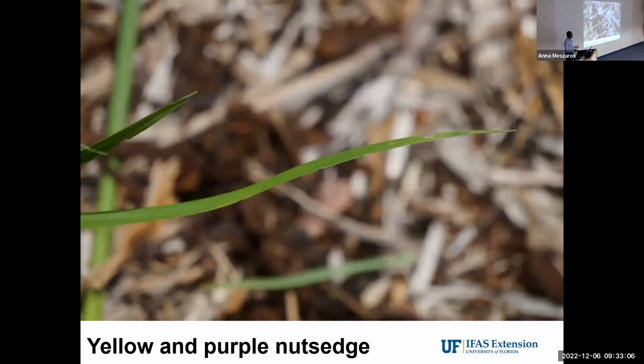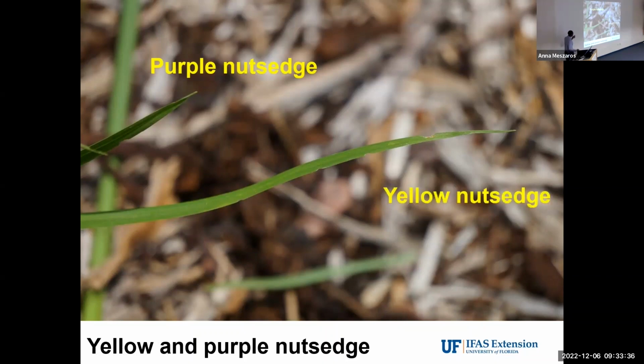And then for the grass-like weeds, we have yellow and purple nutsedge. Can someone take a guess which one this would be? The easiest way to identify these, you don't want to wait for the inflorescence to be up. Usually you can look at the tip of the leaf to tell the difference between the two. So which one would this one be? Yeah, purple. And of course, the next one is yellow.